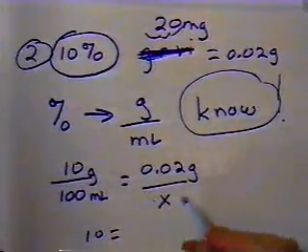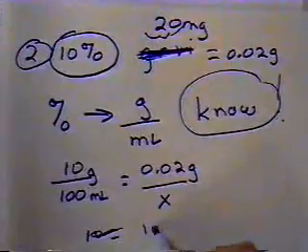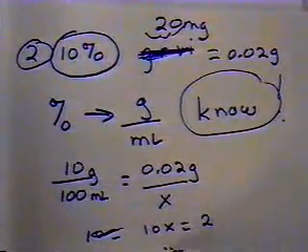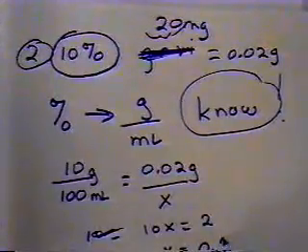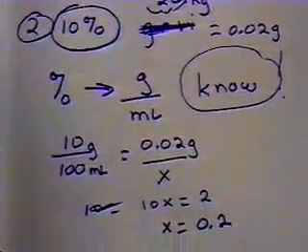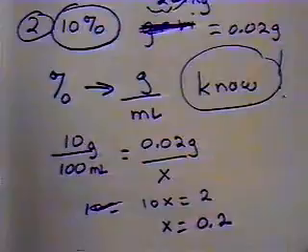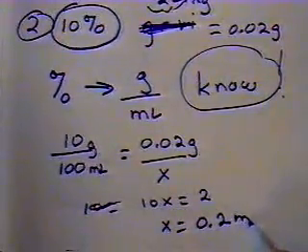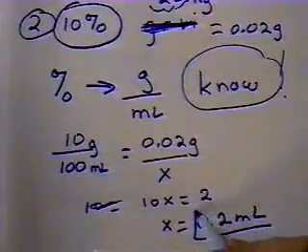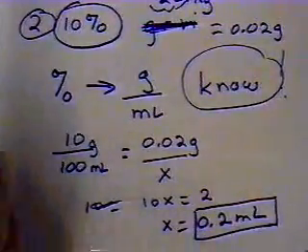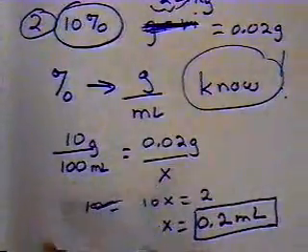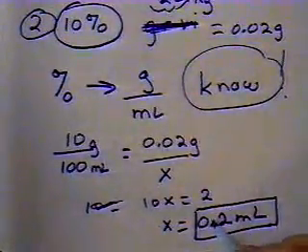So 10x, when I multiply by 100, 10x is 2, divide by 10, and what does this label need to be? If you always write your label down, then you make sure you match, and you also know how to label your answer.